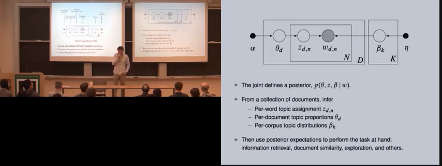Okay, so in more detail, this joint distribution we just defined over topics, proportions, assignments, and words defines a posterior, the conditional distribution of all the hidden variables given the observations. And once I calculate that posterior, I can infer things like the topic assignments, the topic proportions, and the topic distributions. And then I can use posterior expectations of those hidden variables to perform the task at hand, to build an information retrieval system or a recommender system, to calculate document-document similarity based on topics, to explore the collection, to visualize events, things like that.